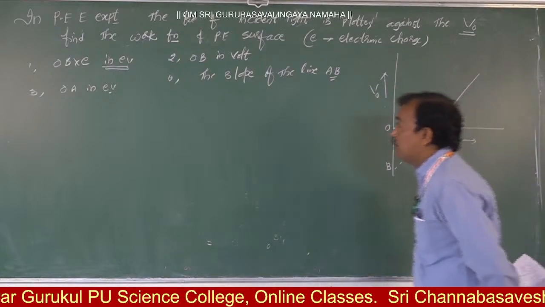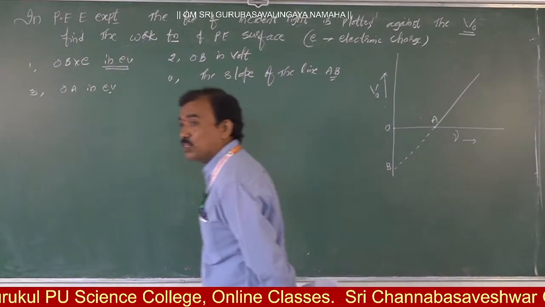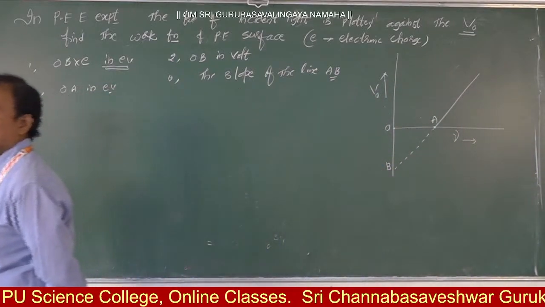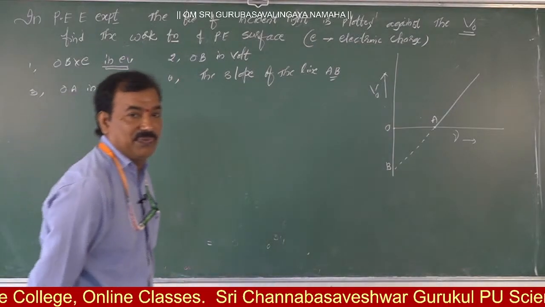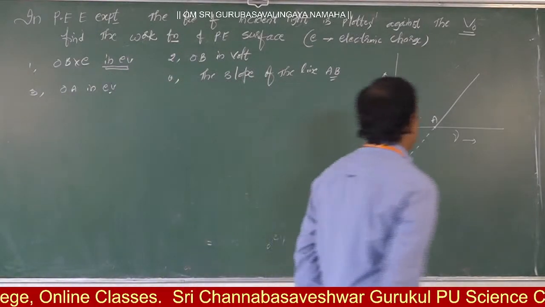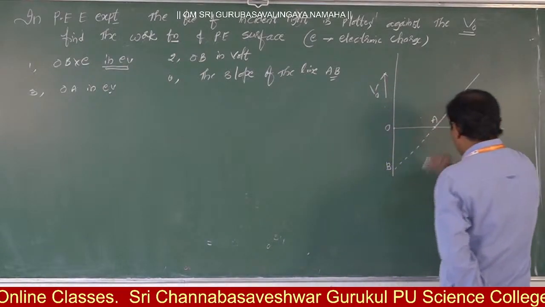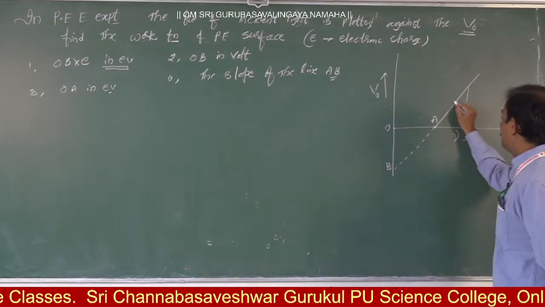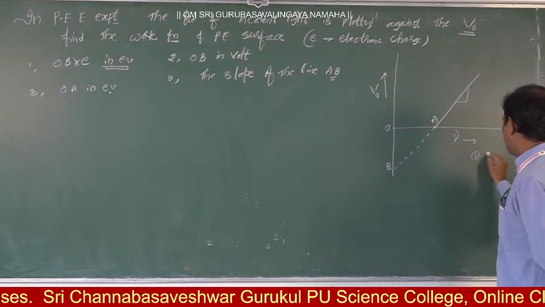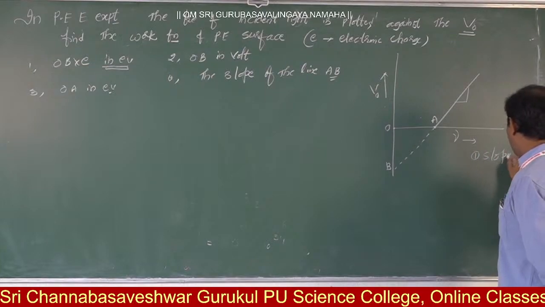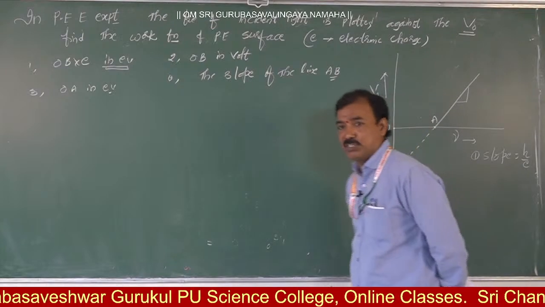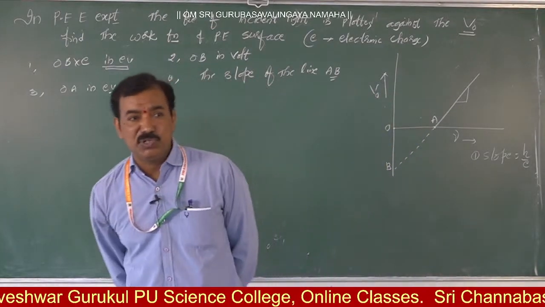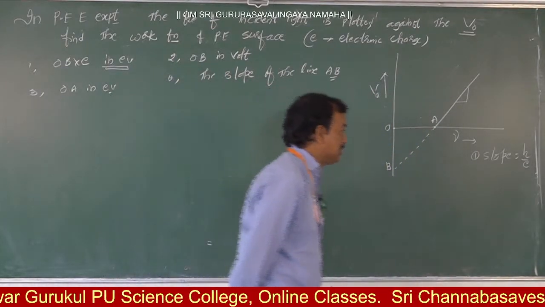Now, what is the work function of this metal surface? In the last class I gave these conditions. First, the slope. What is the slope equal to? It is h by e. This value should remain constant for all metal surfaces. So the slope is equal to h by e.